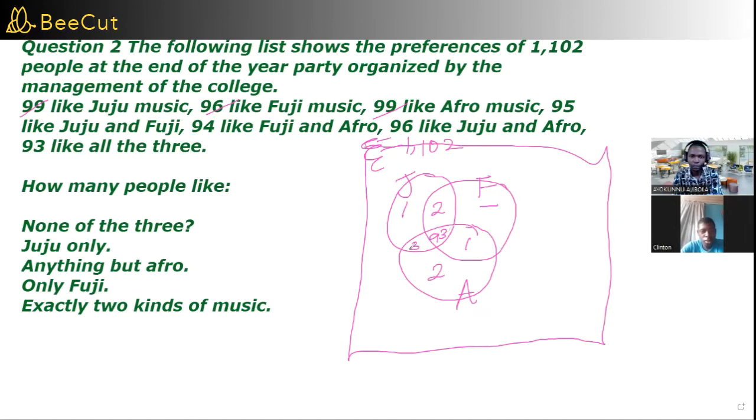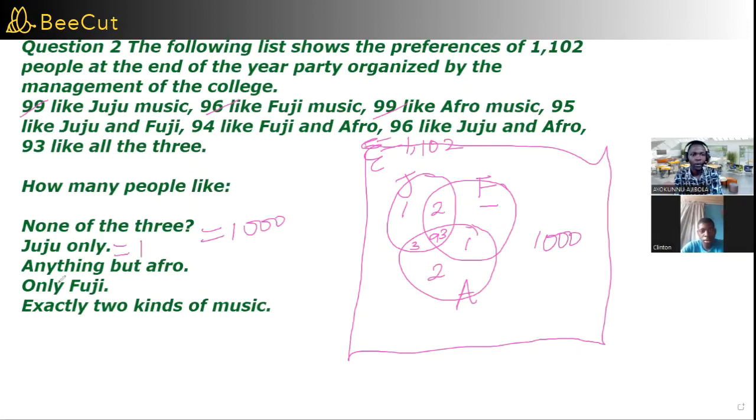So 93 plus 3 is 96. I have 97, 98, 99, 100. This is 102. Now I have 102 here. If I take it away from 1,102, what do I have? That means I have 1,000 that doesn't like any brand of that music. So the answer to the first one is 1,000, those who don't like any brand of music. Now, those who like only Juju is the one that does not overlap with Fuji or Afro. That is 1. Very good. So it's 1.